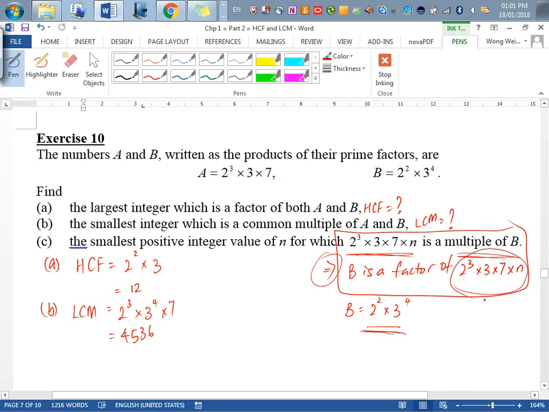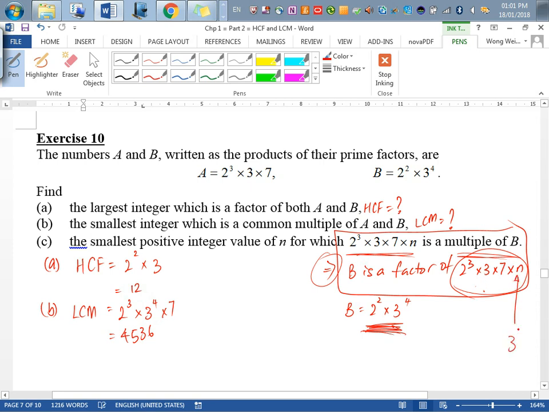Understand? Remember what you learned in part 1 of the notes? If you don't remember already, please go and watch the videos again. Refer to your notes again. Since b is a factor of this big number, all of the factors in b must be found inside here. Let's check. Is 2 square found in this number? Yes, right. Is 3 to the power of 4 found inside here? No. We only have, how many 3's here so far? 1, right? So, how many more 3's do I need? I need 3 more 3's. So what do you think is this value of n?